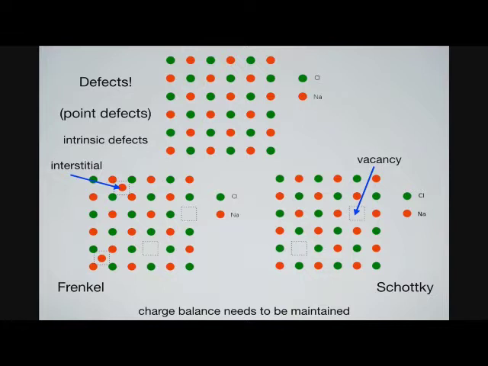Macroscopically, you have the same number of sodium atoms as before. You just take one out of its lattice position and put it interstitially. Or if you have vacancies, where one of them is missing, you can take a sodium out and a chlorine out, right? So that's the other way of keeping the crystal charge balanced.